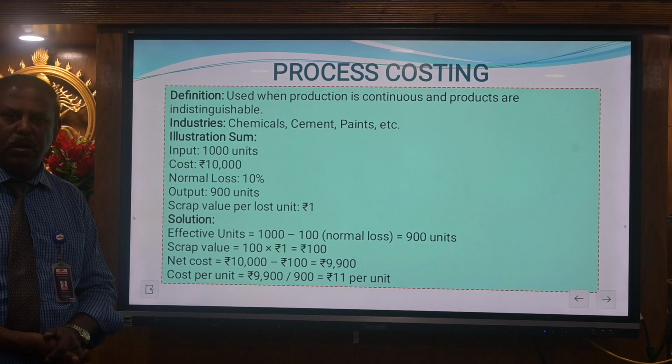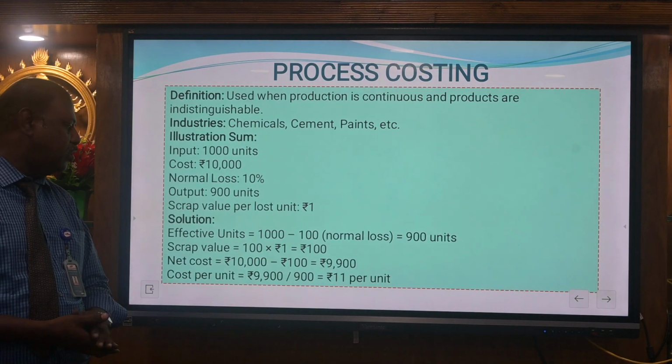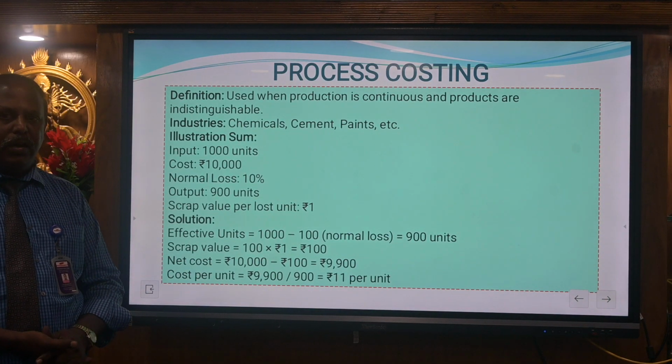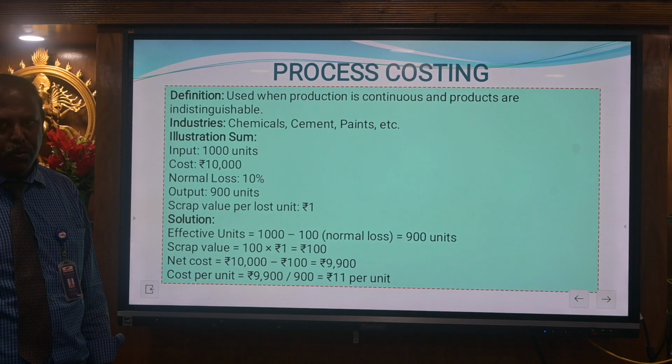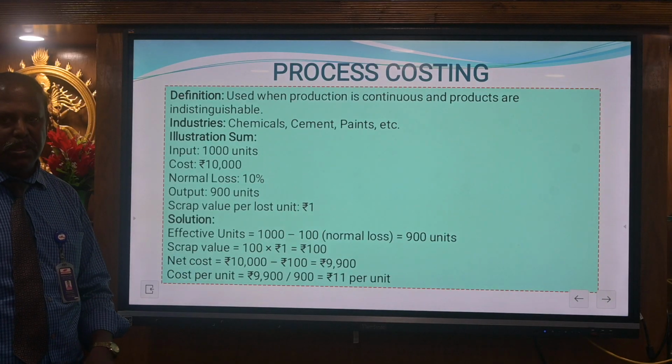9,900 rupees is the total cost. That means to manufacture 900 units, the cost per unit is 11 per unit. This is the process costing method.